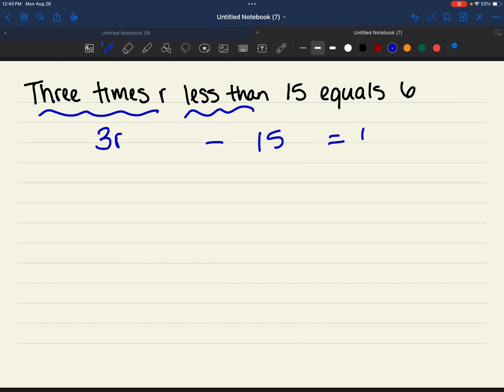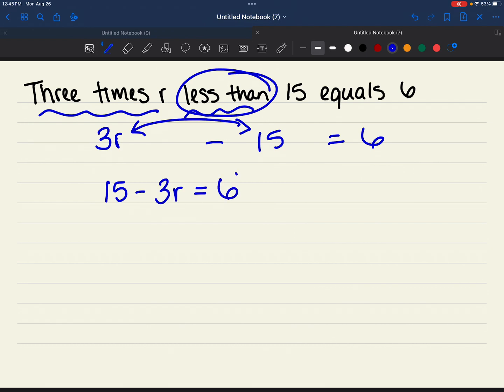Okay, what else? Equals 6. Now, is this how I would write out my equation in this order? Chisholm, I heard you say it earlier. What do I need to do? Why do I need to flip these two things? It says less than. Yep. Anytime we say less than, we start with what comes second. So that would be 15 and subtract what is written before.